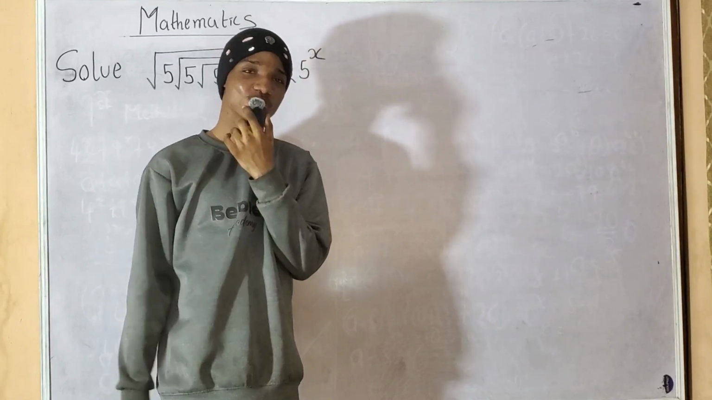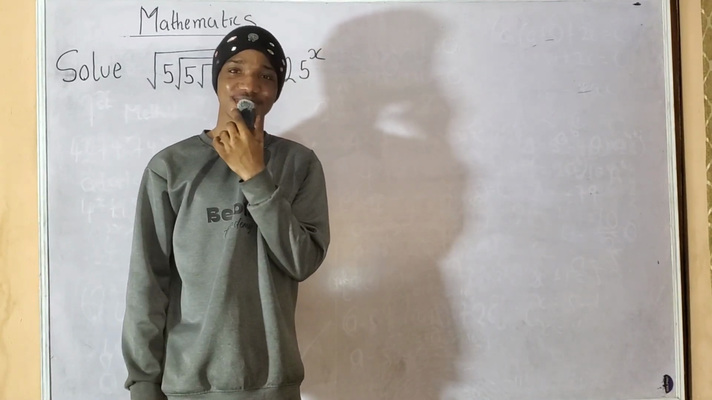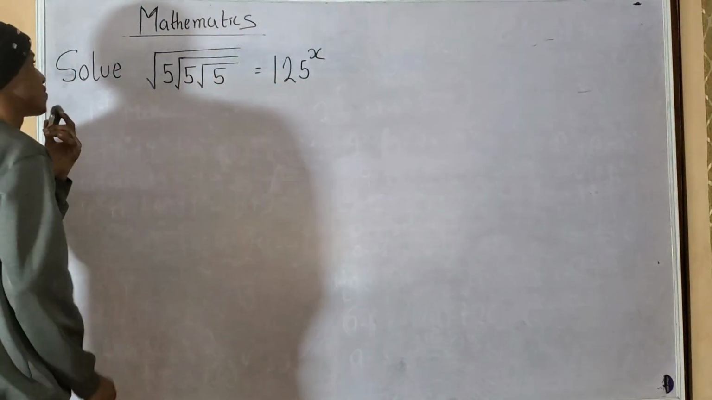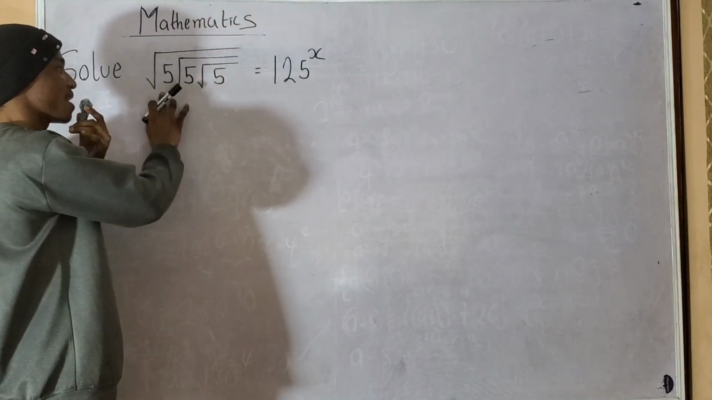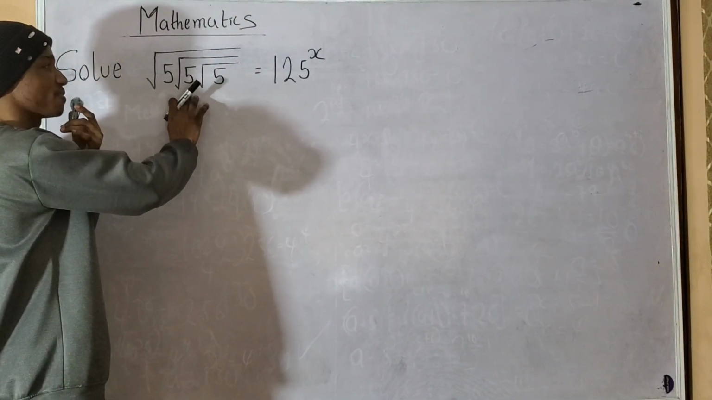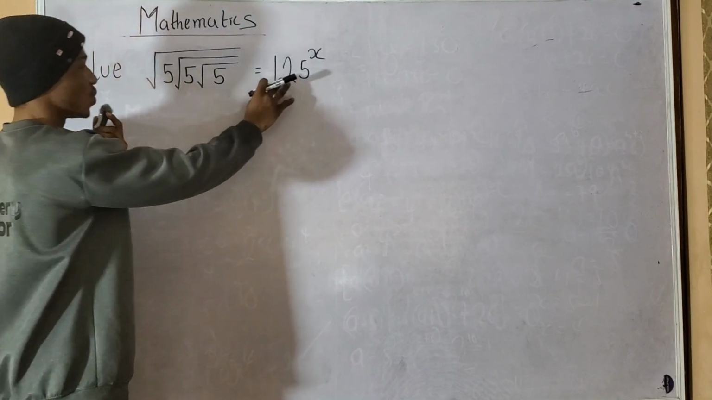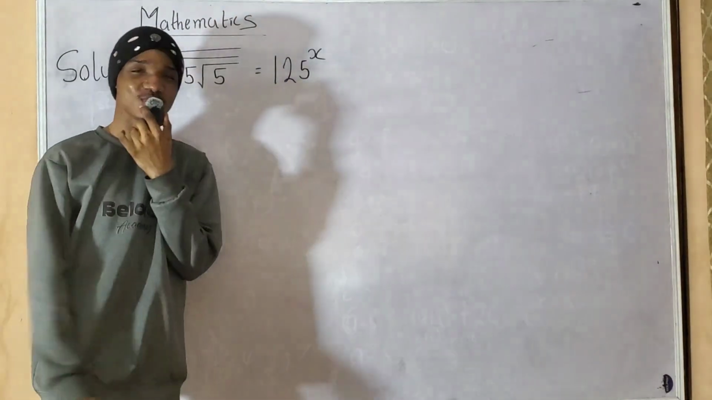If you cannot solve this question, you need to go back to scratch. Okay? Here we are asked to solve the square root of 5, square root of 5, square root of 5 equals 125 raised to the power of x.